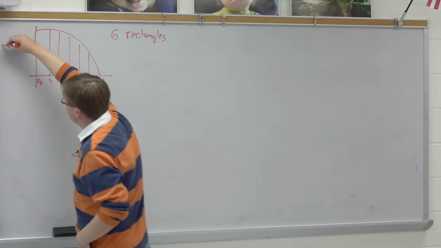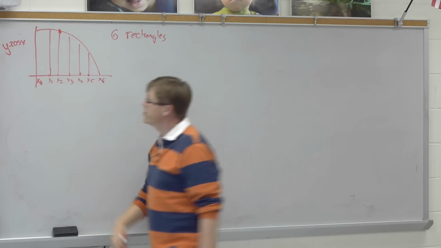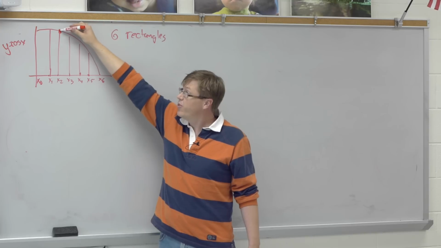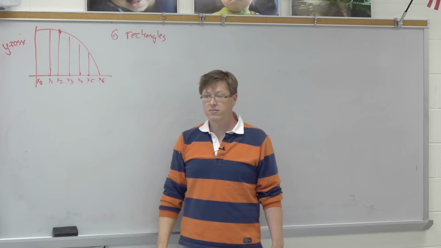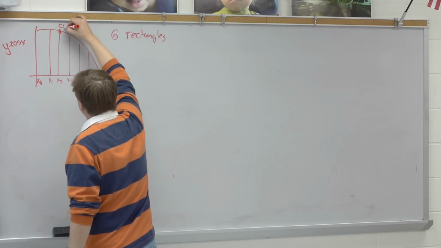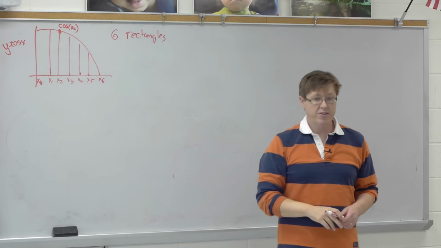Now, since this is a cosine curve, what's the coordinate of any of these y values? Like if this is x2, what's the height right there? Cosine of x2, right? So I'll just write that for one point. I won't do all of them, but all those heights are cosines.